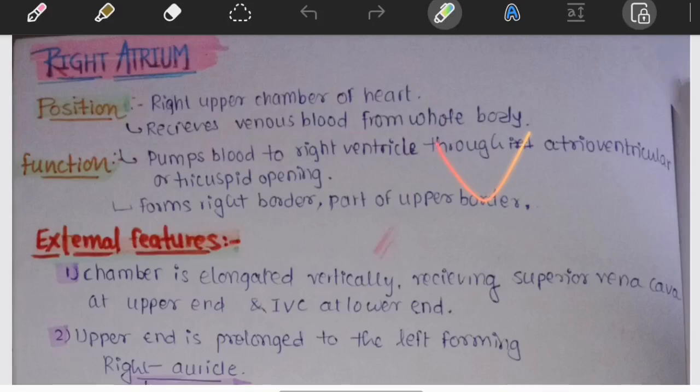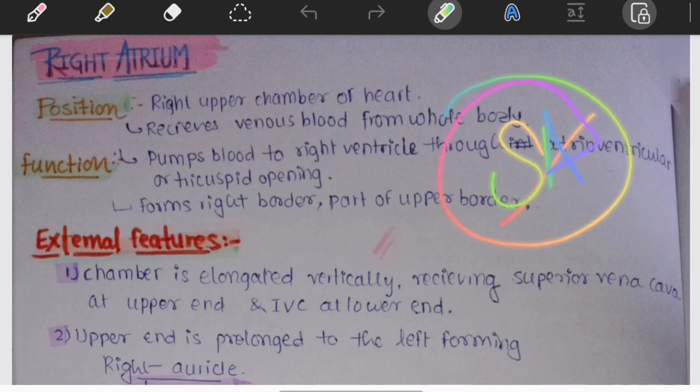Imagine a patient loses a lot of blood and the heart keeps pumping, but where does every drop of blood coming back from the body enter first? Not the ventricle, not the left side, it first enters the right atrium. If you understand the right atrium today, you will automatically understand the blood flow throughout the heart, the location of the SA node, and many important anatomy questions asked in university exams.